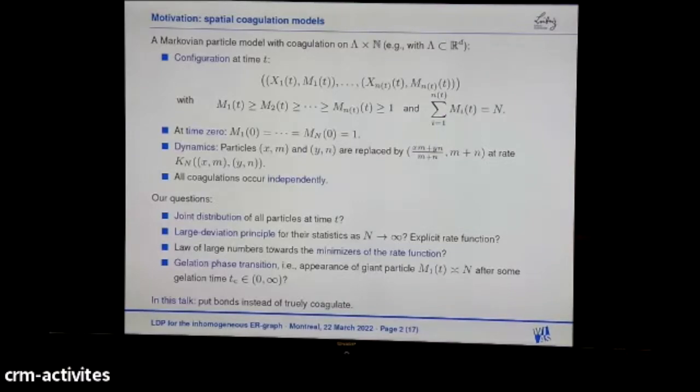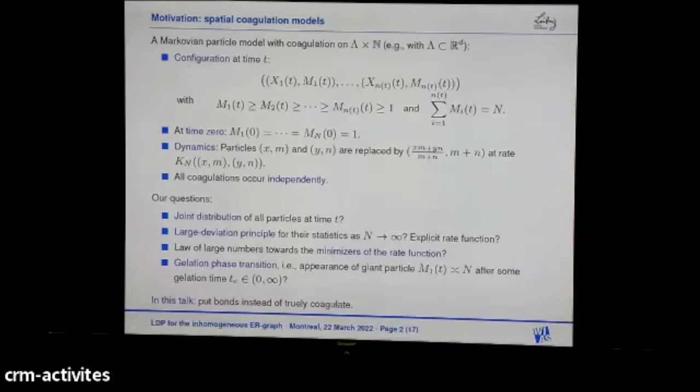Where do you put the bond? You have several types, for example, 2 or something. Yeah, for example, if I have 5 particles of that type, I put them on top of each other, and something like this. So I have 3 types, for example.